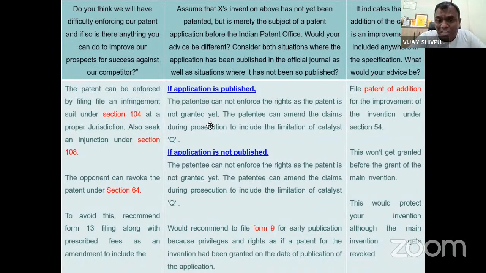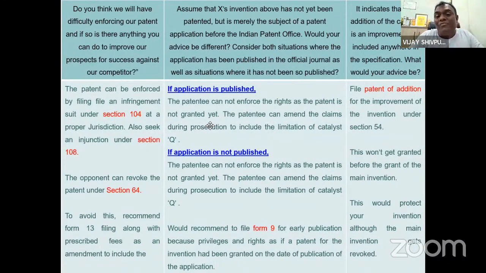Now, assume that X invention has not been patented but is merely the subject of patent application. It's not granted basically, it's an application. Now in that case, if the application is published, the patentee cannot enforce the rights as the patent is not granted yet. The patentee cannot enforce because the rights would be from the day of publication, but you can enforce the rights only when the patent is granted. The rights you can enforce only after it is granted.